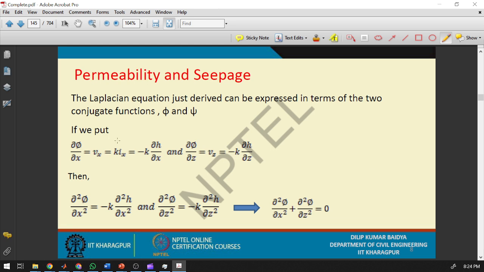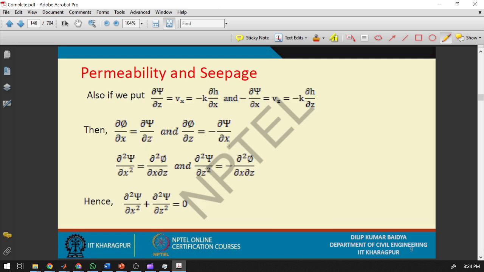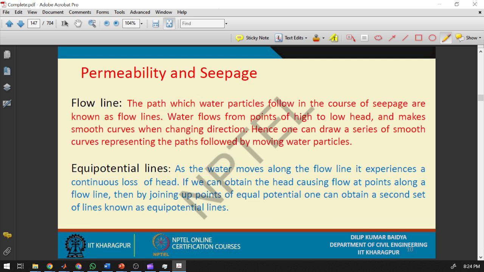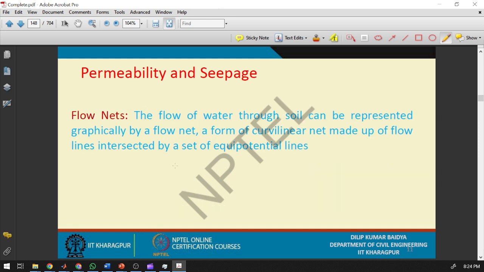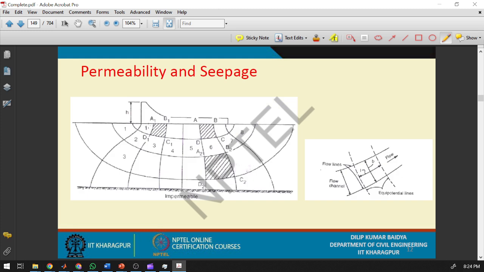And we know that this is a Laplace equation, and Laplace equation has solutions in the form of streamlines and potential lines. We get flow lines, we get equipotential lines, and we form flow nets based on these kind of flow nets.